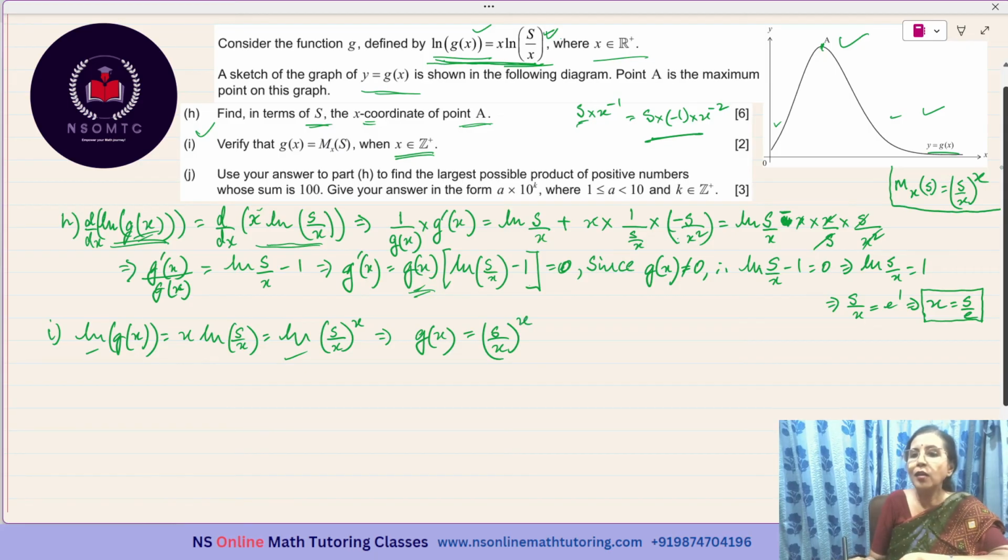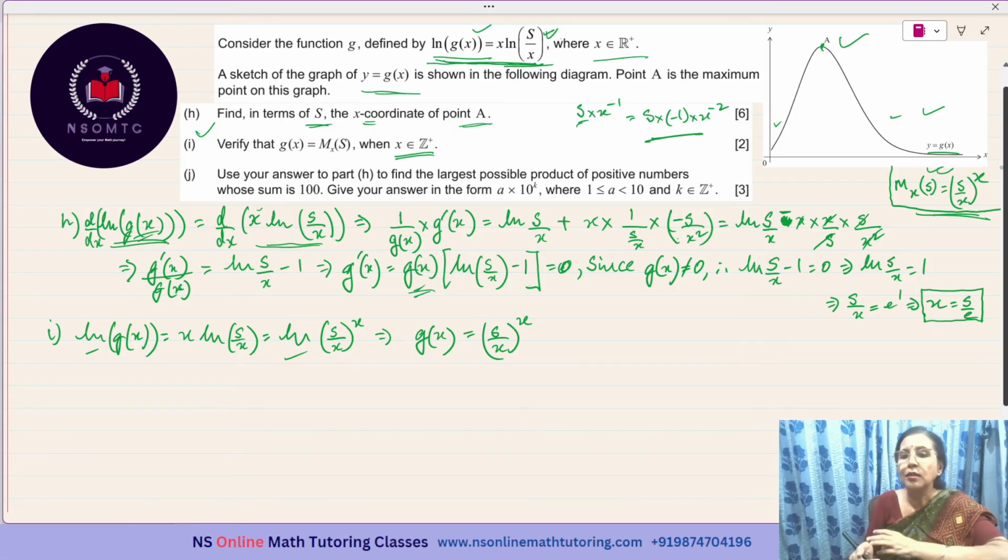And now we can use this expression, which we had found, which was given to us, in fact. So in place of x, we had just n over there, where n was a positive integer. Here, x is a positive integer. So this is equal to mx of s. Okay. So verified.